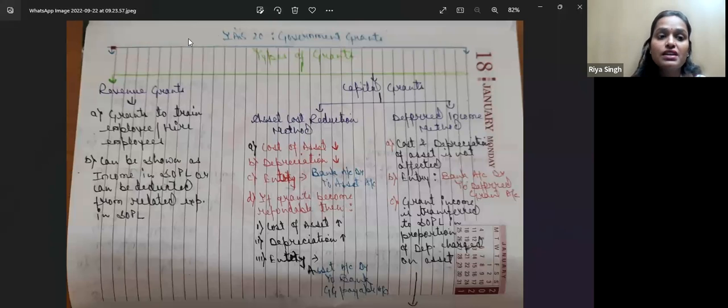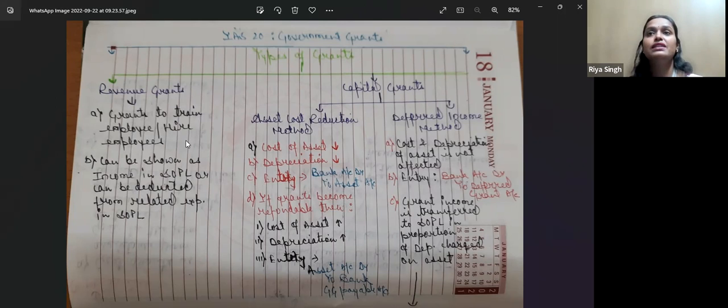If it is a revenue grant, we all know that any items which are in the nature of revenue will directly go to the profit and loss account only. It will not impact your balance sheet. But if there is a capital nature of grant, it will impact your balance sheet, and in some cases it will impact your statement of profit and loss account as well. So what could be the grants in the revenue grant? Grants to train the employees or to hire the employees.